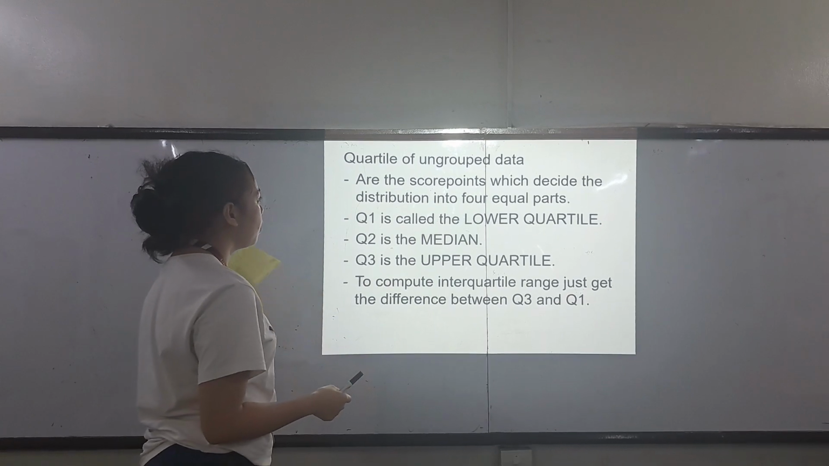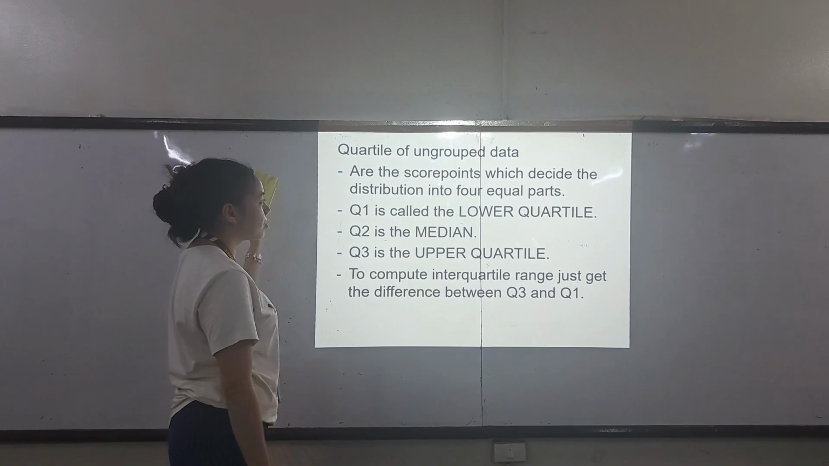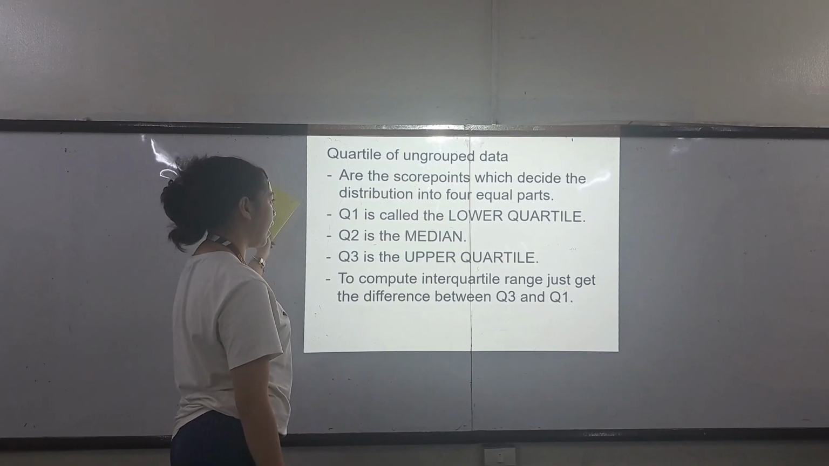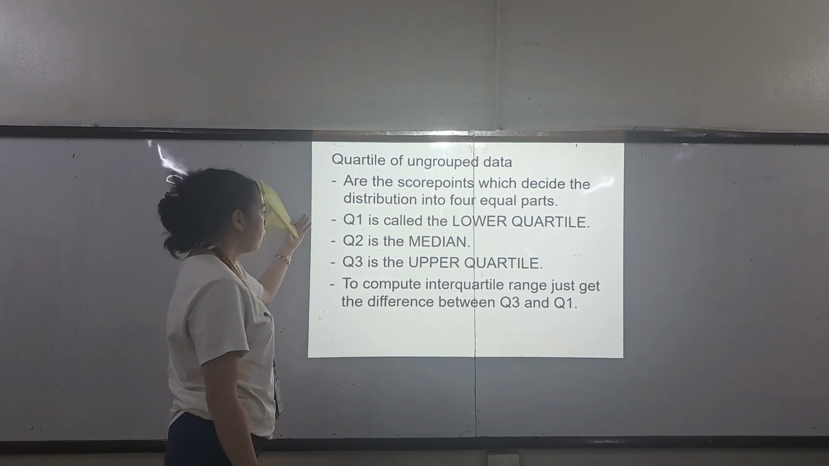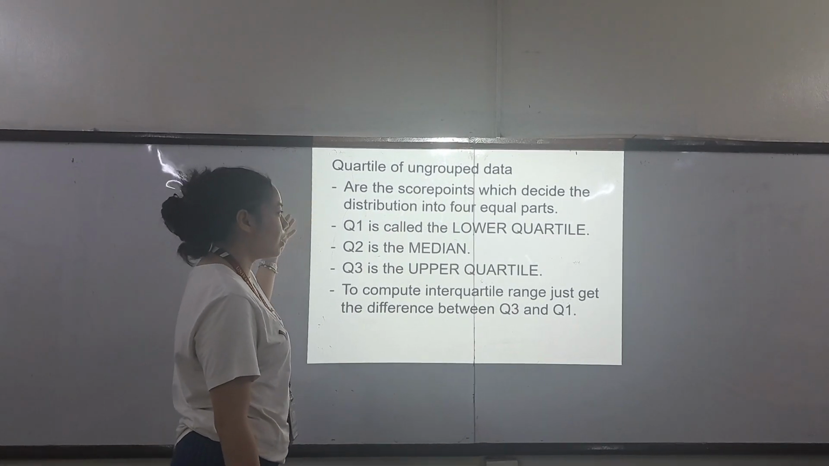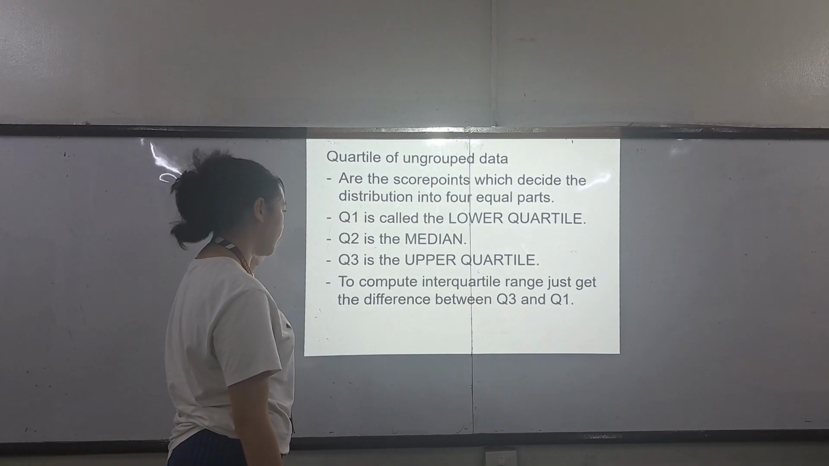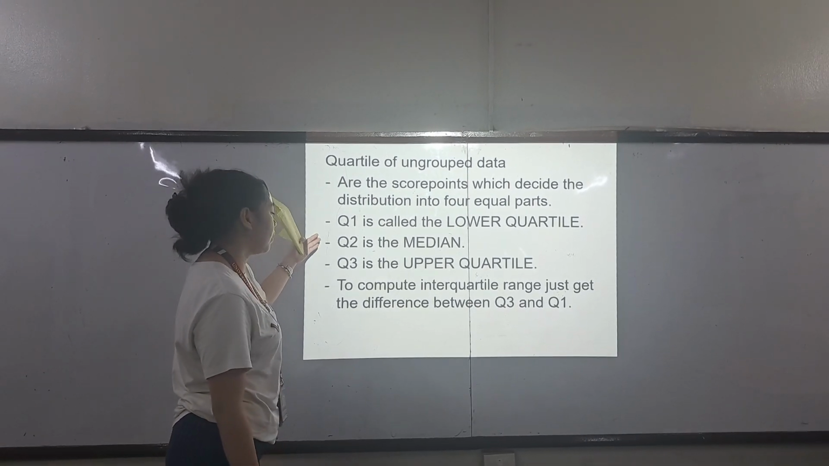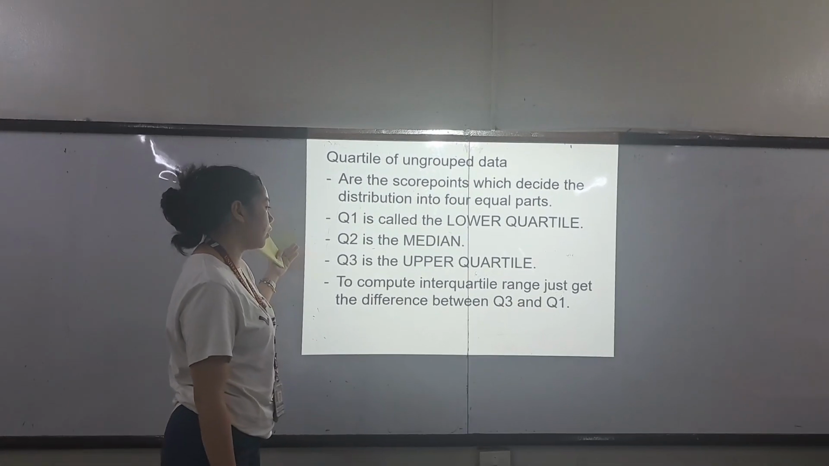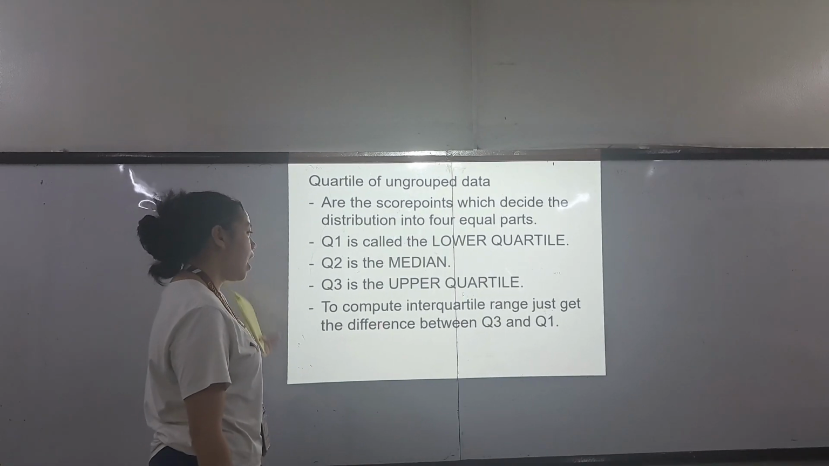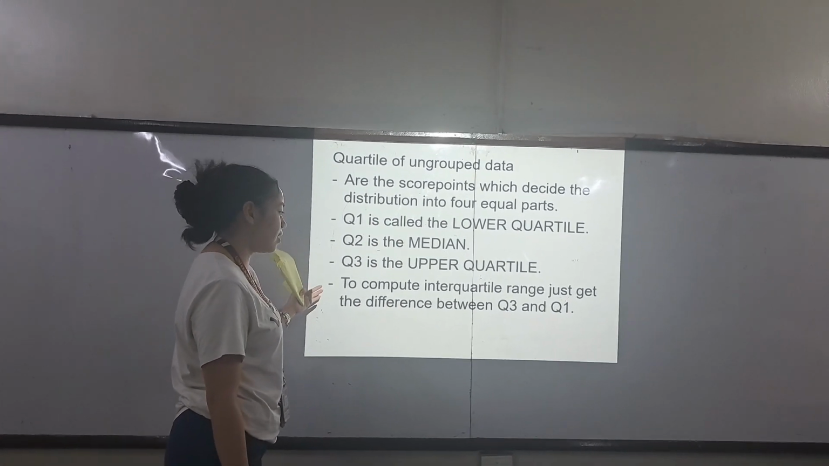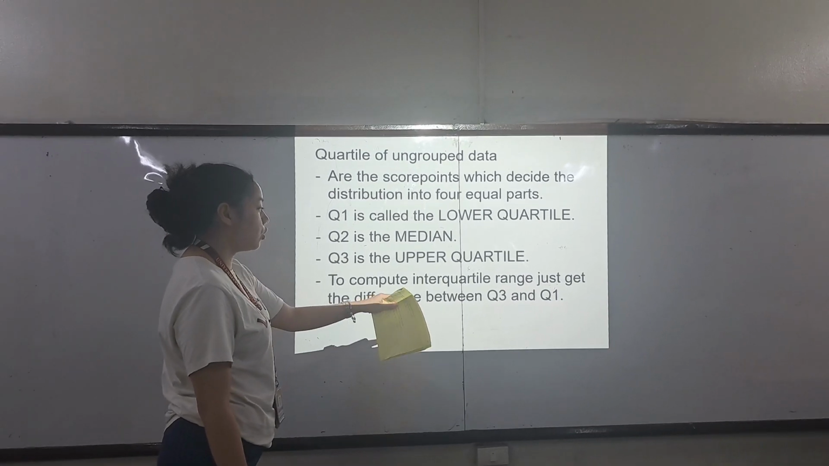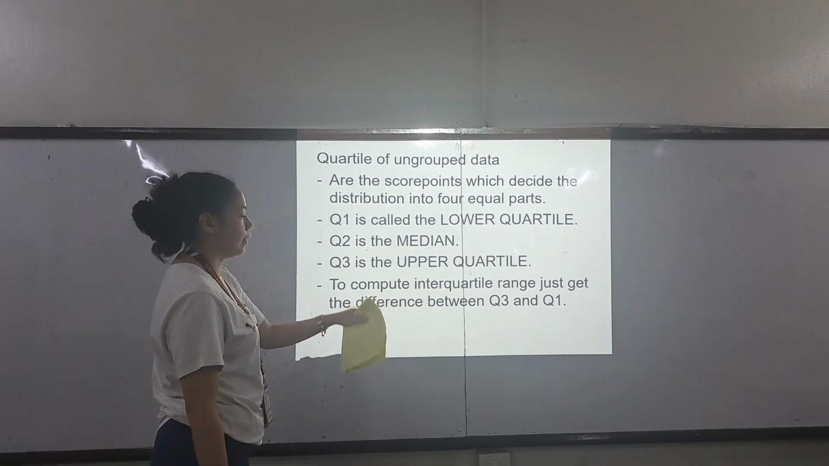Quartiles of ungrouped data are the score points which divide the distribution into four equal parts. Q1 is called the lower quartile. The second quartile is the median. The third quartile is the upper quartile. And to compute the interquartile range, we just need to get the difference between the third quartile and the first quartile.